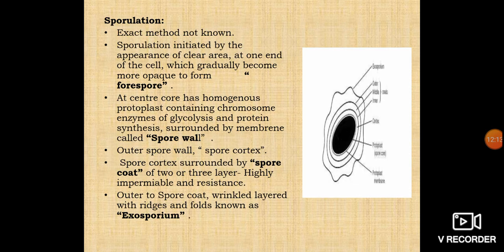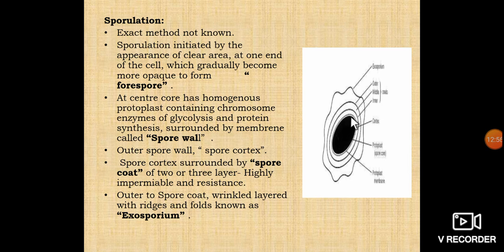So let's talk about sporulation. The exact method of sporulation is not known. It is initiated at one end of the bacterial cell with the appearance of a clear area, which gradually becomes opaque, and then forms a structure called the spore. A center core has a homogeneous appearance, you can see in this picture how the bacterial spore appears. The center part of this spore has the protoplast, which has all the genetic material and other enzymes, whatever cytoplasmic content is present. It is called the core.